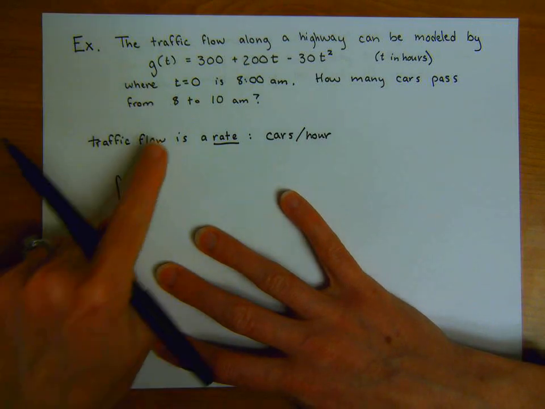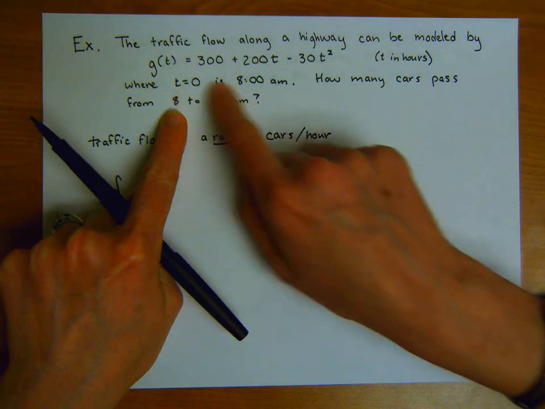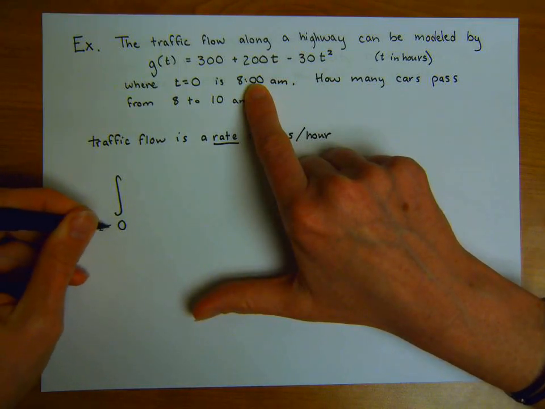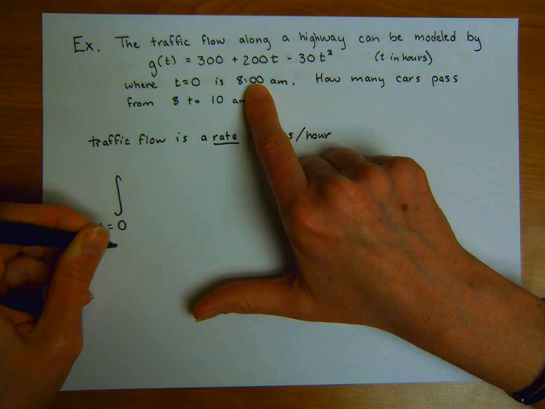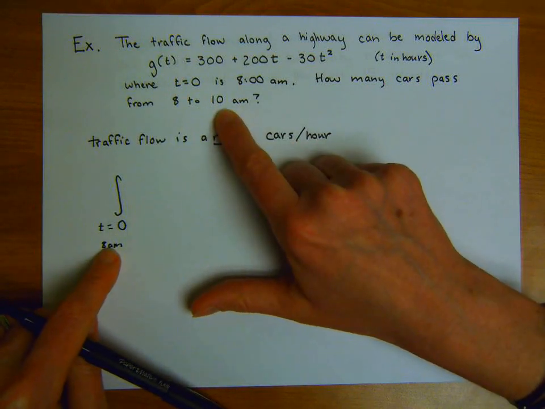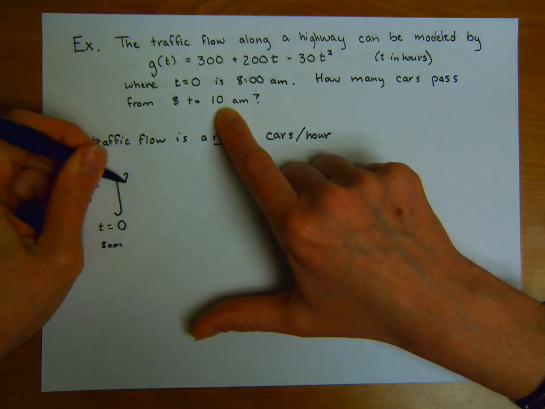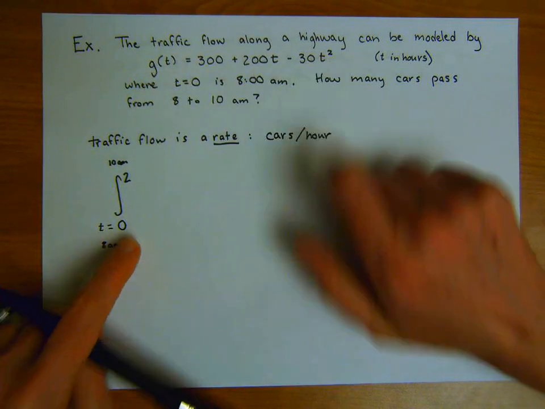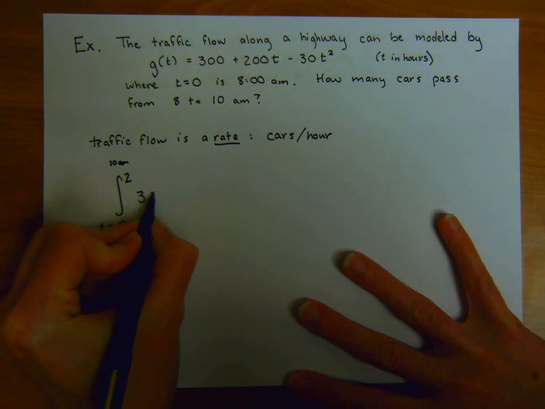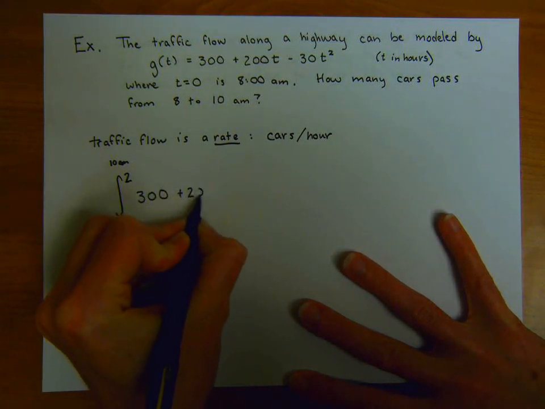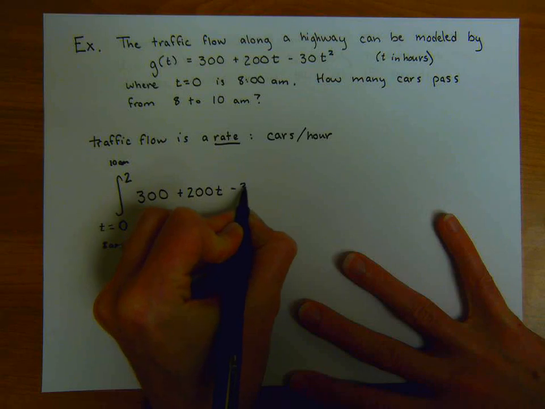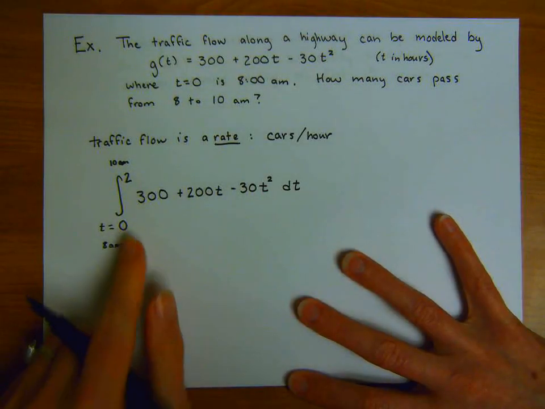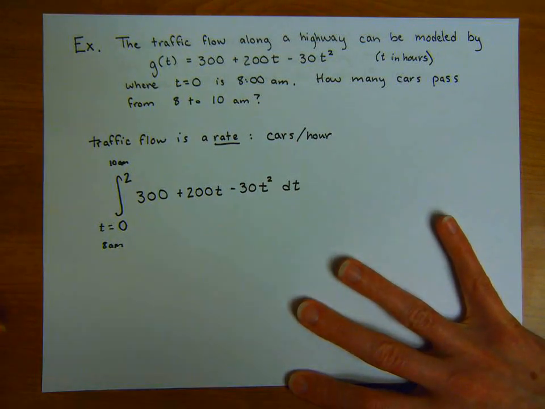to 10 a.m. And in the problem, we see that t equals 0 is 8 a.m. So t equals 0 corresponds to the time 8 a.m. And then we want to know 2 hours later at 10 a.m. So that's when t equals 2. And we're integrating over this traffic flow function, 300 plus 200t minus 30t squared dt. This will give me the net and total number of cars.